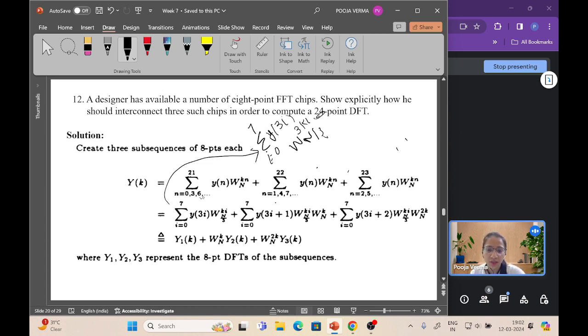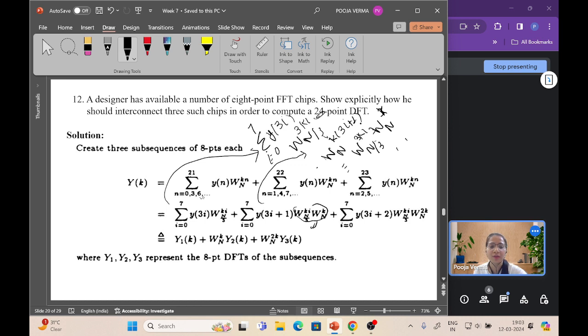Similarly, this part is written as, it is already written, so I am solving this part only. Here W_n^k, and that n is replaced by 3i plus 1, right? So W_n^{k(3i)} multiplied by W_n^k only, 3i multiplied by 3k i, and 1 multiplied by only k. And if we take that 3 in the denominator, then we will get this, right?